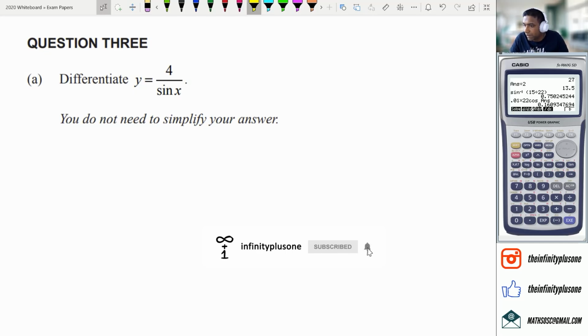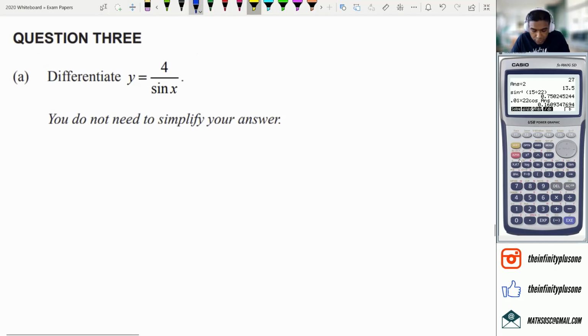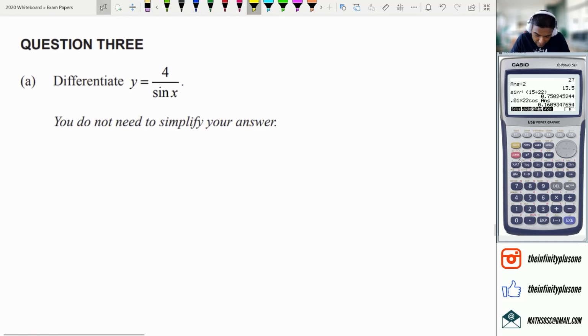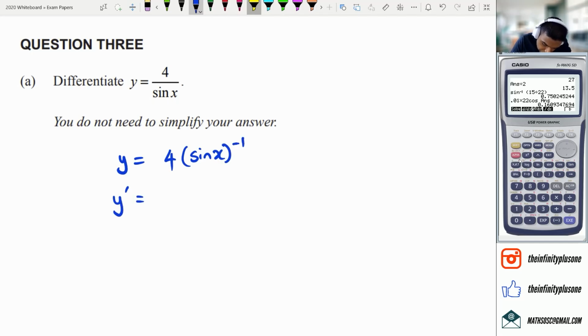All right, guys, so back to some more nice simple questions here, but we've got question 3A. So two ways of doing this. You could potentially use quotient rule if you want to, but that's going to take a bit of time. What you can do is rewrite this as 4 and bring sine x to the numerator and put it into power of -1. So when we differentiate this, we're going to get 4 multiplied by -1 sine x.